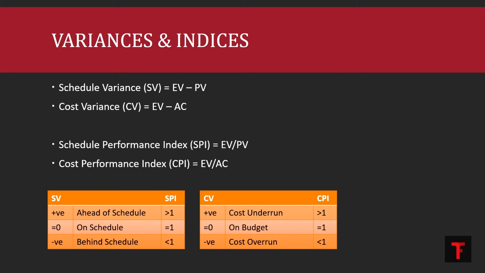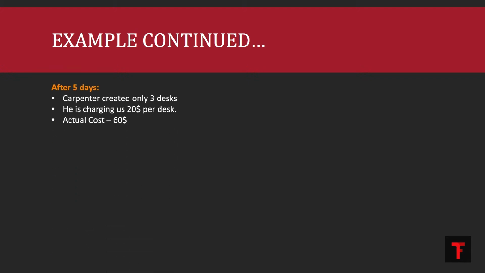Now let's apply these variance and index equations to the example that we mentioned earlier. Like I said earlier, this is the situation during the project progress. After 5 days, the carpenter has created only 3 desks. He's charging us $20 per desk, and actual cost right now is $60. So we found out the parameters already: PV was $50, AC was $60, and EV was $30. Now let's put these equations into play.